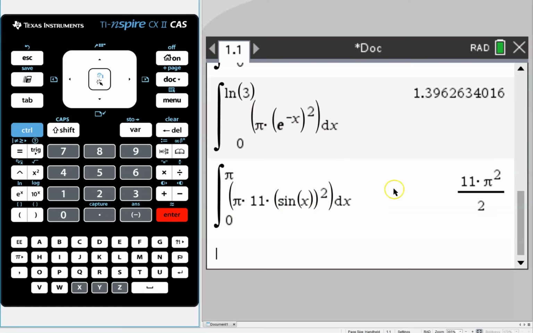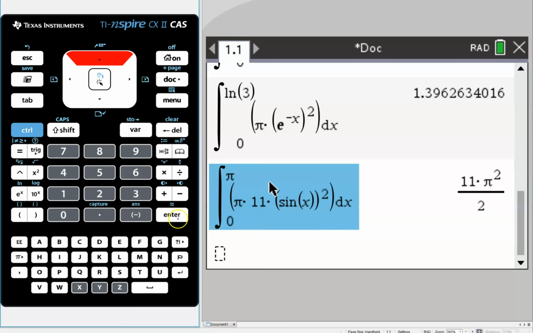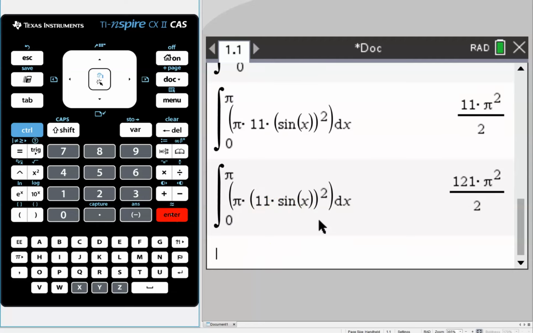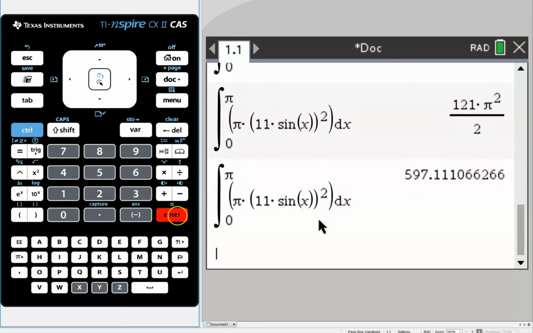And I think I missed a parentheses. This isn't quite right. Sine of x got squared, but the 11 piece of it did not, so let me fix that. So we want to move this parenthesis to here. So now I've got the quantity of 11 times sine of x being squared. Okay, there we go. So small change. That looks better to me. It's displaying appropriately, and we've got our answer in decimal form as well.